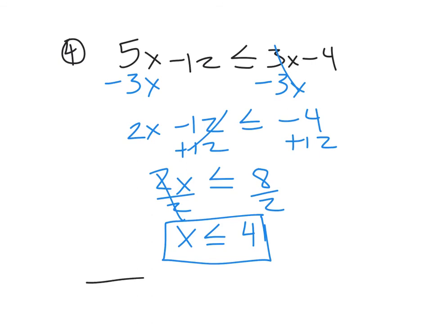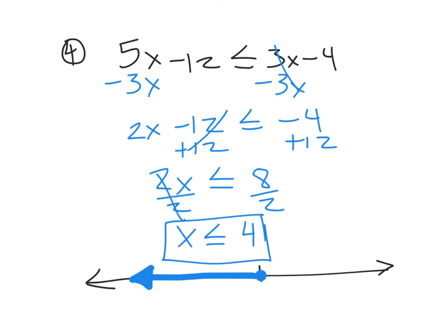Then to graph this, I'm just going to say 4 is here. It is less than or equal to, so it's going to be a filled in circle. And then x is everything less than that, so I'm going to go this direction. Okay, so that's how you would graph that.